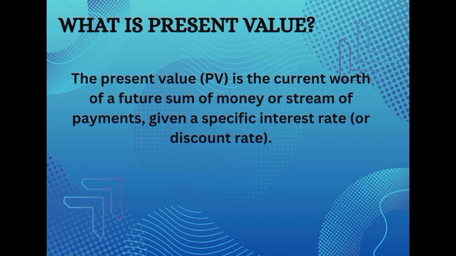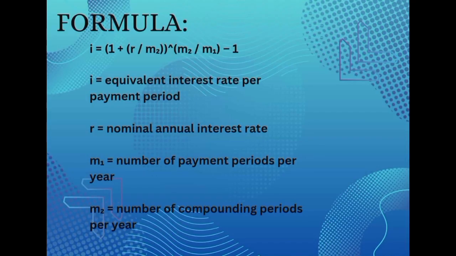What is present value? The present value, or PV, is the current worth of a future sum of money or stream of payments given a specific interest rate or discount rate. Formula: i equals 1 plus r divided by m sub 2, raised to the power m sub 2 divided by m sub 1, minus 1. Here, i is the equivalent interest rate per payment period, r is the nominal annual interest, m sub 1 is the number of payment periods per year, and m sub 2 is the number of compounding periods per year.